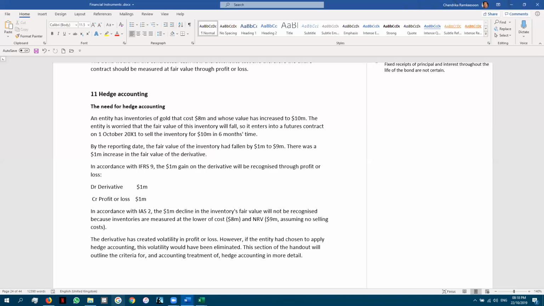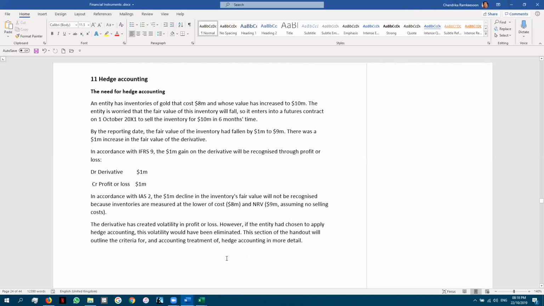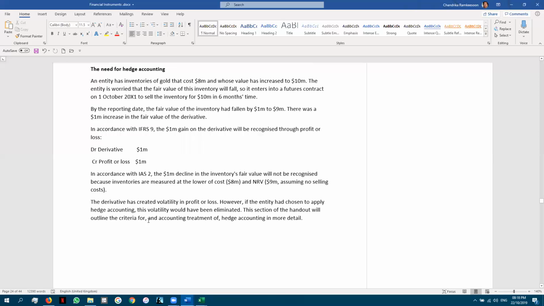So if hedge accounting had been used, the volatility would have been eliminated, because there would have been another side to it as well. So rather than simply showing a big increase in profit, if it moved equally and we were using hedge accounting, it would have been fully or partially offset, thereby removing the huge volatility. This section of the handout will outline the criteria for an accounting treatment of hedge accounting in more detail.